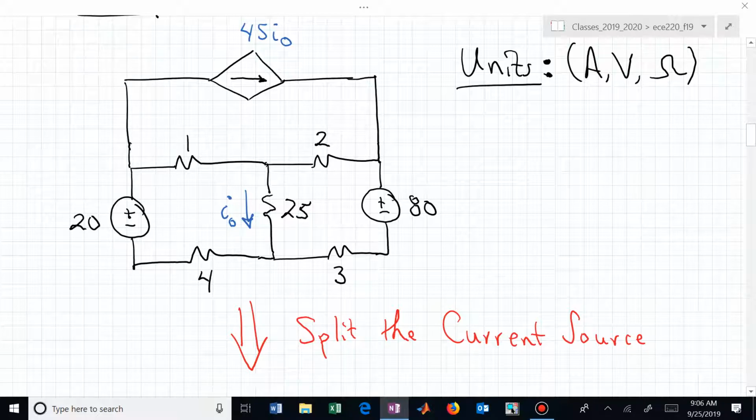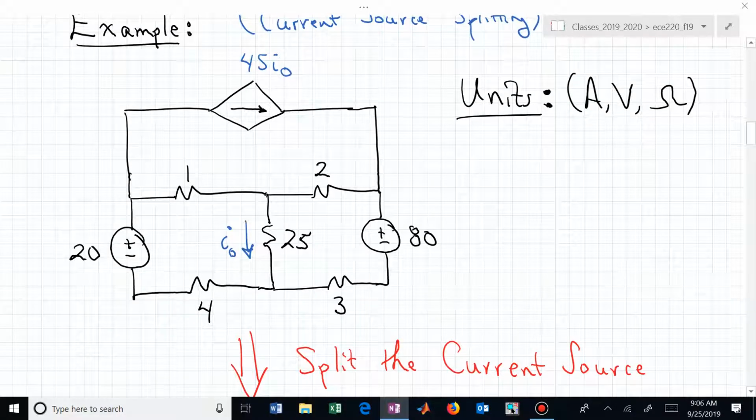But let's do it another way. Let's try to collapse this circuit into something that is even more straightforward from what it is right now. We have two voltage sources, and we have this current source up top that is connecting two different locations, or two nodes in the circuit, in the sub-circuit below.